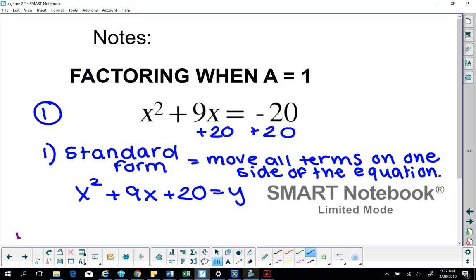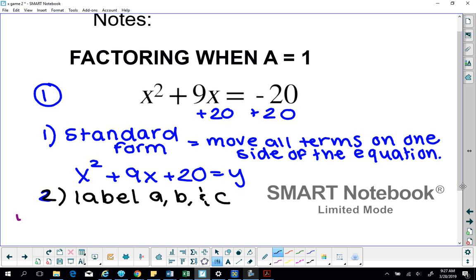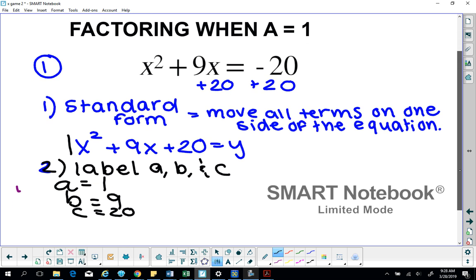The next step that you do is label your A, B, and C. So step 2 is label A, B, and C. So looking at this, what is your A here? What's the invisible number in front of it then? 1, right? What's your B? 9. And what's your C? 20. So step 2, after we get everything in order, label your A, B, and C.